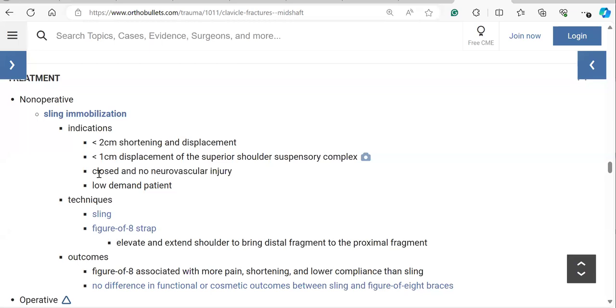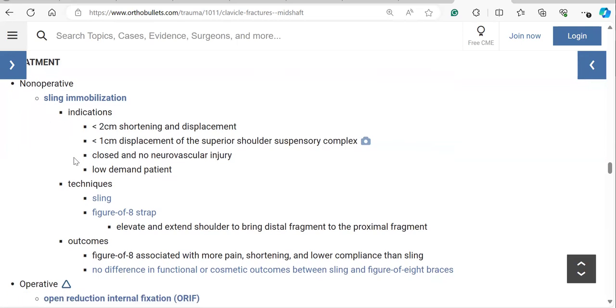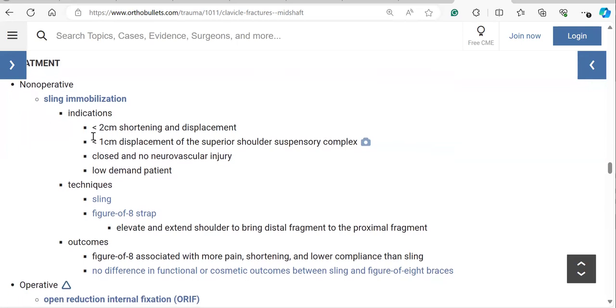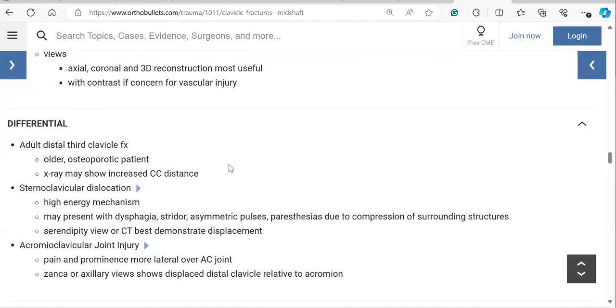Treatment. So treatment for clavicle fracture is important. It comes in exam. Most of the time it is just a sling. The indication of sling is if there is less than 2 centimeter shortening and displacement. So if the displacement of the two fractured bones is less than 2 centimeter, and it's a closed wound, so it's not an open wound, no neurovascular injury, for them sling is all that you need to do.